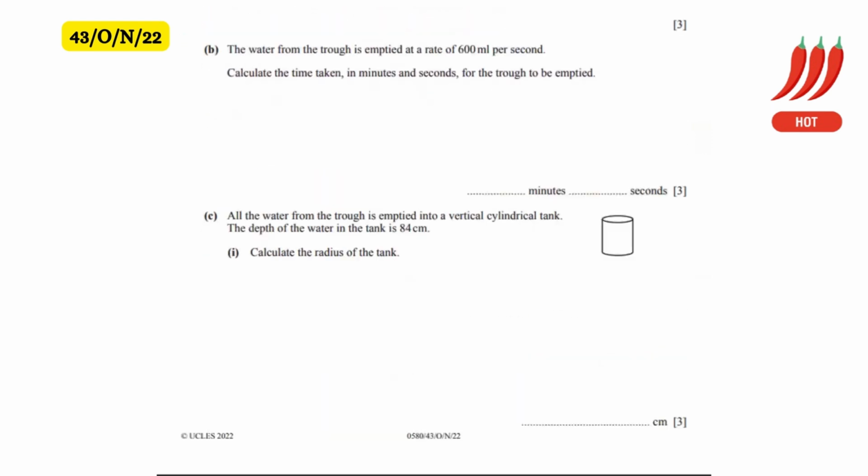Part B says the water from the trough is emptied at a rate of 600 ml per second. Calculate the time taken in minutes and seconds for the trough to be emptied. So we just found out that the volume of the trough was 206.4 liters. Now they've given the speed in milliliters.